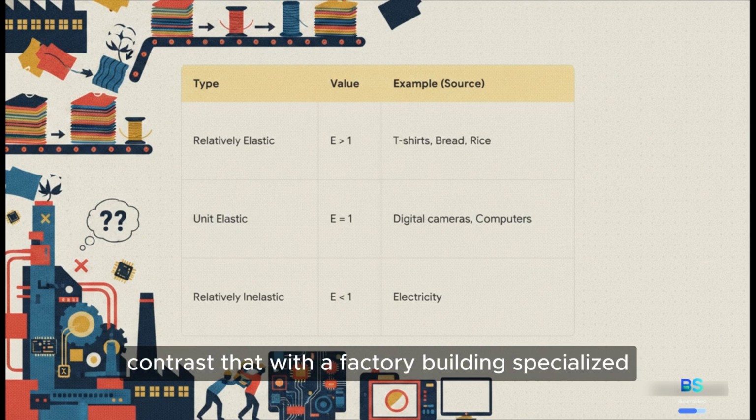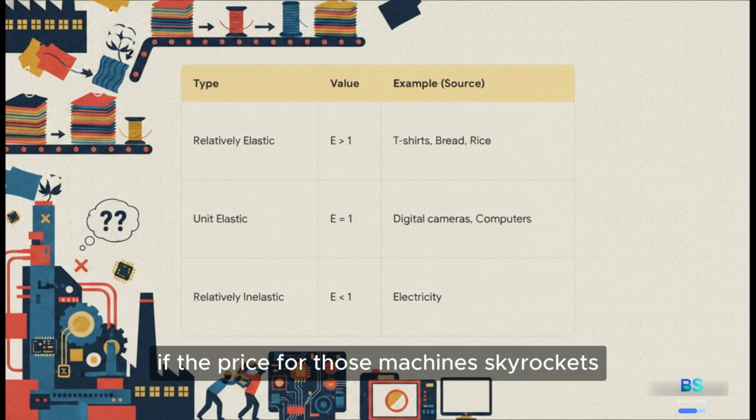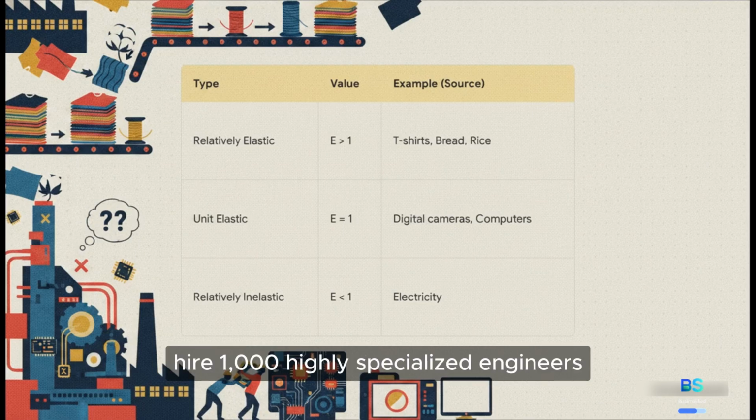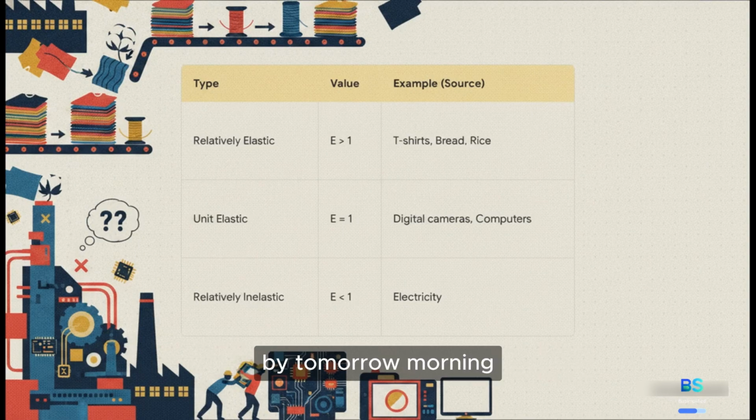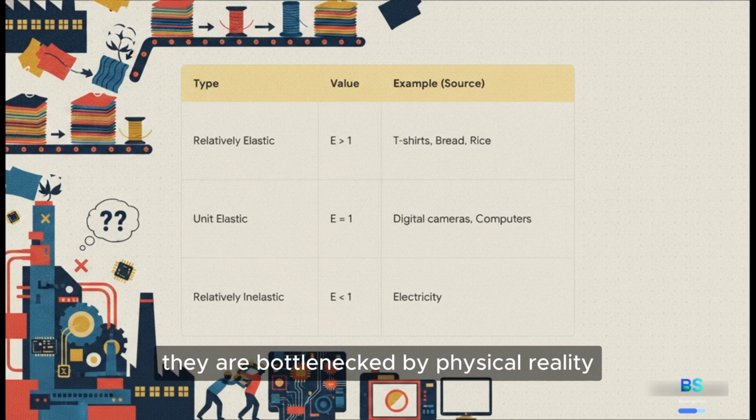Now contrast that with a factory building specialized heavy machinery in Germany. If the price for those machines skyrockets, they can't just magically hire 1,000 highly specialized engineers by tomorrow morning or instantly source incredibly complex microchips. They are bottlenecked by physical reality. So their supply is relatively inelastic. E is less than 1.